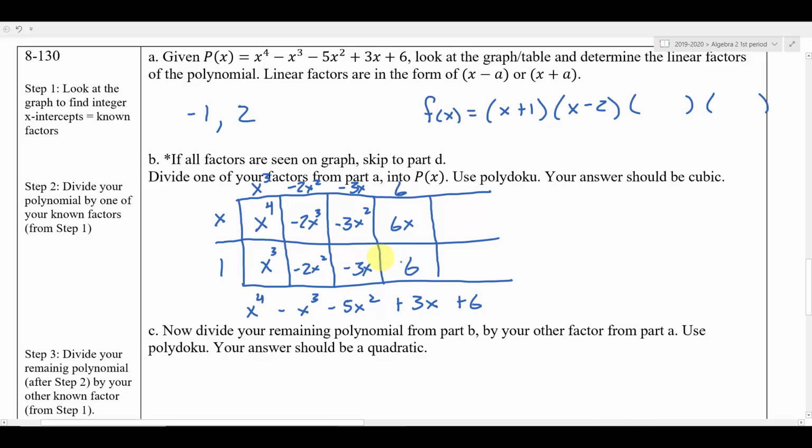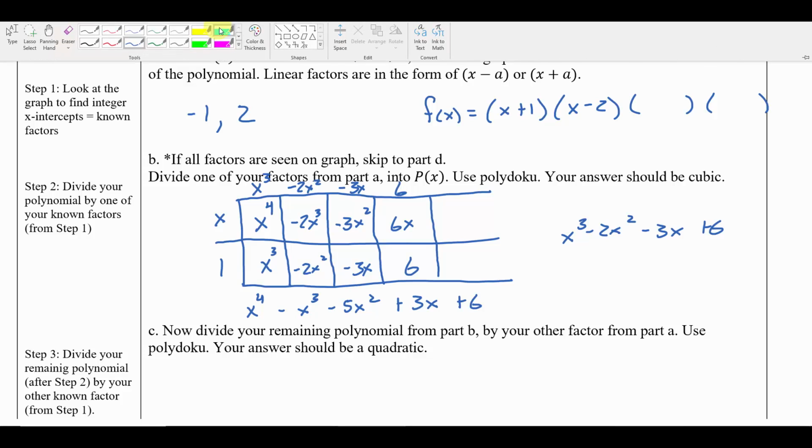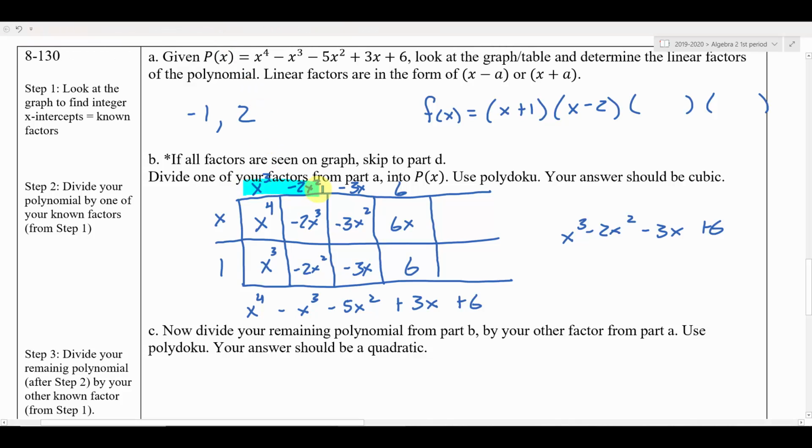All right, so when we divided those two things, this is what we got. We got x to the 3rd minus 2x squared minus 3x plus 6. I essentially took what we got in the top here, this piece. That is the result of my division.